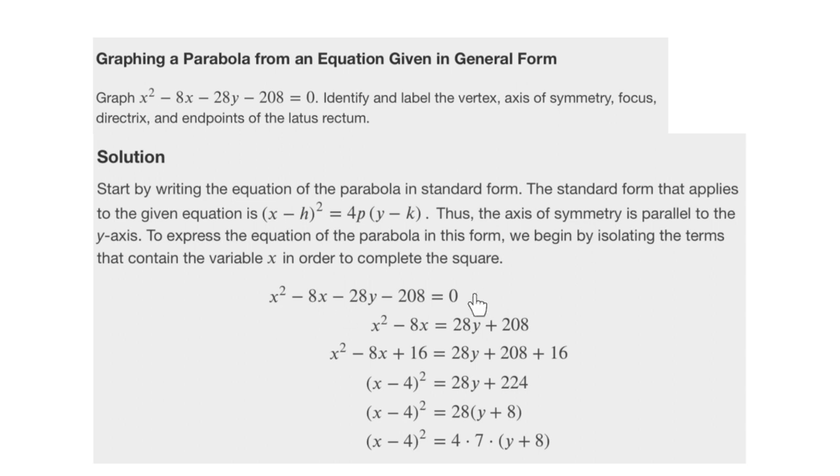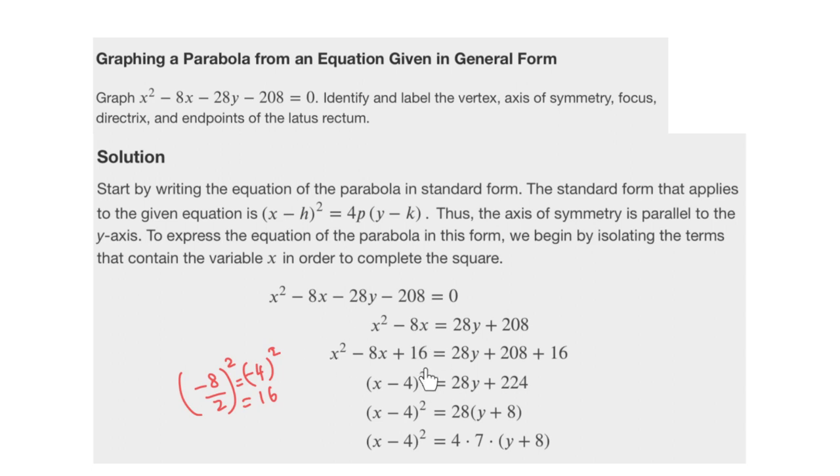First rewrite the equation. Keep only the terms which have x on one side and move the other terms to the other side. Then we need to add a constant so that this will be a perfect square. So take the coefficient of x, divide by 2 and square that. That will be the constant you will be adding to make this a perfect square. So we can add 16. If you are adding 16 on one side of the equation, add the same constant on the other side.